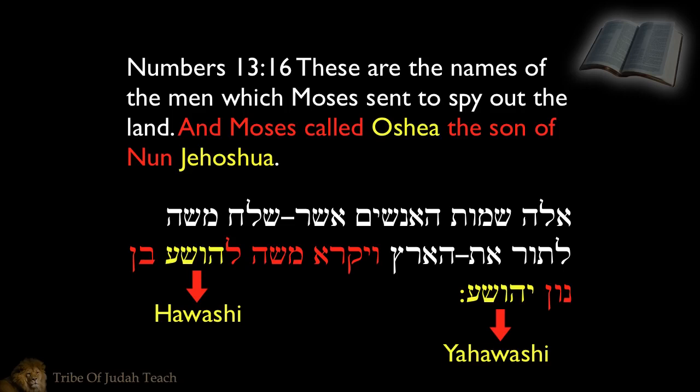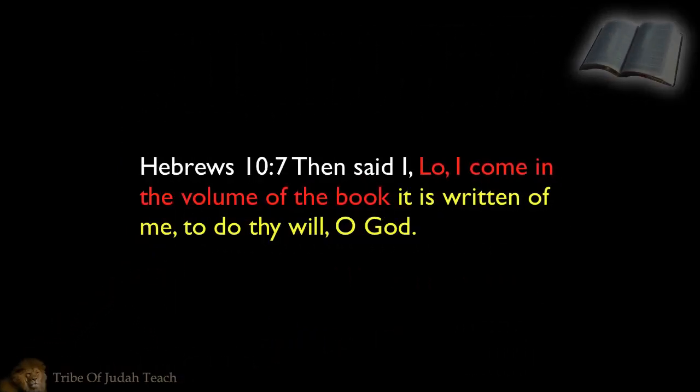Now, somebody might be saying, why would the Messiah have the same name as Joshua? That's a good question. And here's the answer. Because Joshua in the wilderness was a precursor or foreshadow of the promised Savior. This is why Yahawashi said in Hebrews 10:7, "Lo, I come in the volume of the book. It is written of me to do thy will, O God." Meaning, everything written in the Old Testament was a foreshadow of what he would do when he came.